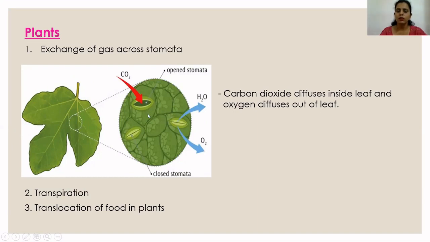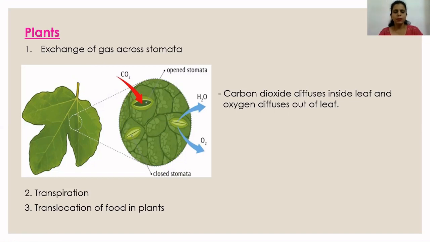oxygen gas is released as a waste product. So this gas moves out of the leaf. So carbon dioxide moves from air into the leaf through stomata, and oxygen gas moves from the leaf into the air through stomata. So this exchange of gas across stomata in plants takes place with the help of the diffusion process.